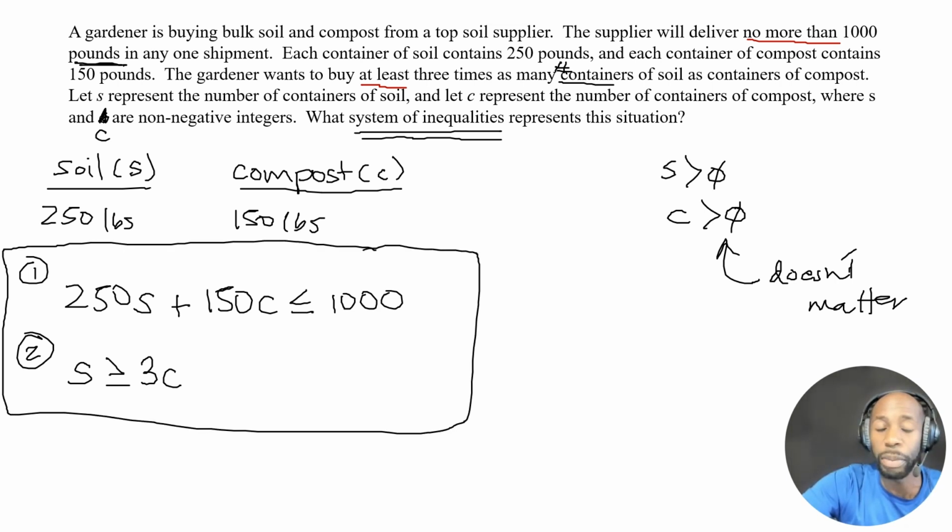Both of these would be in one of your answer choices as a solution to this problem, but then you have other answer choices that have different systems of equations that might be similar but different, and you have to be able to distinguish.